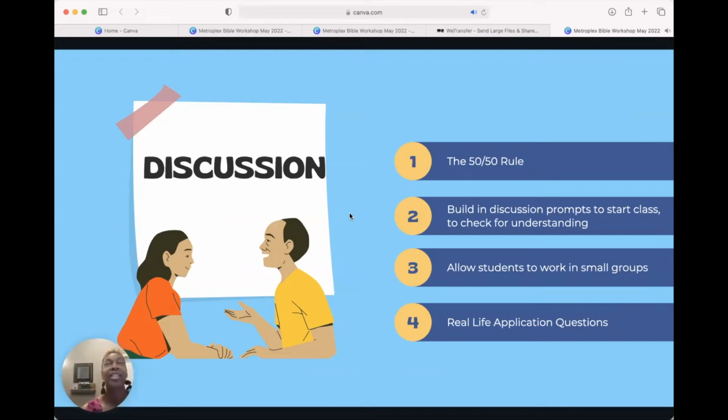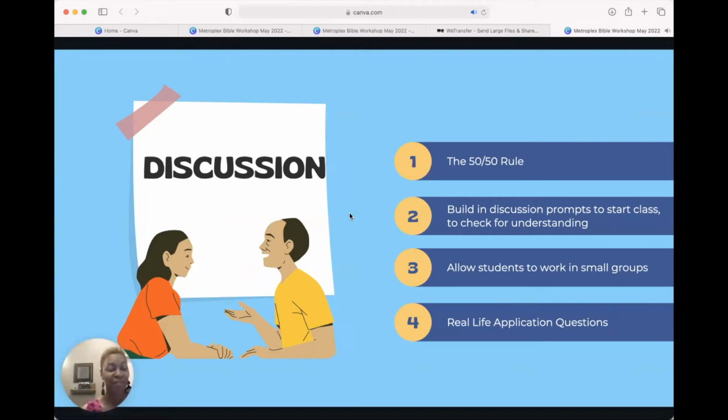So discussion is a really basic, fundamental thing about Bible study. And so as the teacher, you are there to facilitate that discussion. What I like to describe as the 50-50 rule can help us. If there is a class that's about 40 to 45 minutes long, we should be preparing about 20 minutes of content ourselves to share. And then we should expect 20 minutes of discussion.